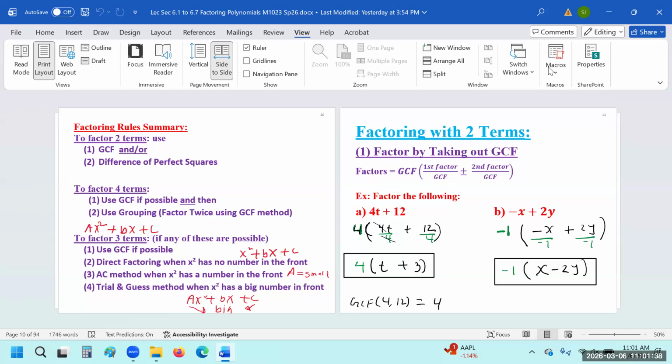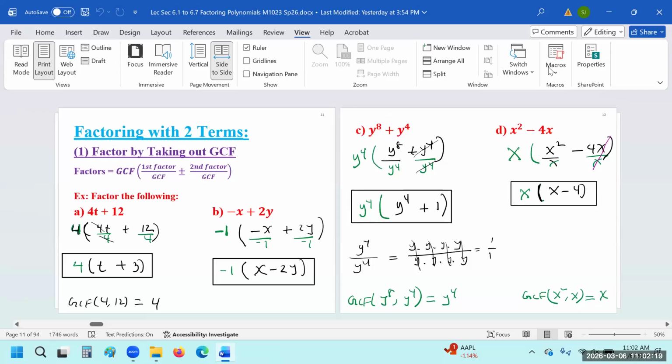And then we did several examples. In the first one, we had 4 as the GCF. When we factor out 4, we divide the first term by 4, we get t, and the second term by 4, we get 3. Here, there is no visible GCF, but anytime you start your polynomial with a negative sign, you should always take it out as a common factor. So you take out -1, and when you divide -x by -1, you get positive x. Positive 2y divided by -1, you get -2y. So we still have the same 2 terms, just with their signs different.